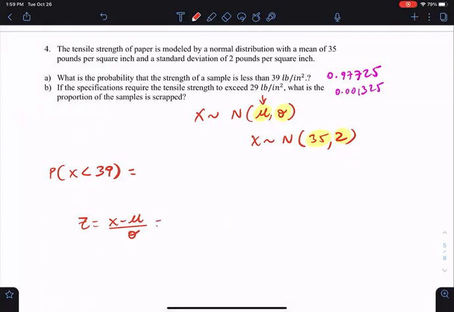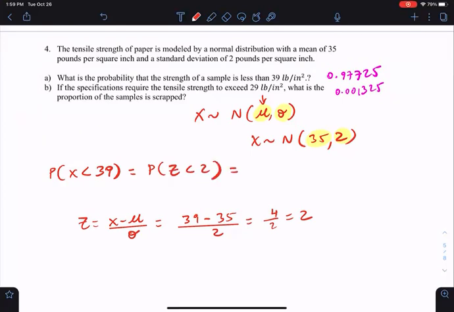We don't know right now, but once we standardize it, we will know. So this is 39, that's the X value. The mu is the mean, 35, over the standard deviation, which is 2, right? So this is going to be 4 over 2, so it's going to be 2. So this is Z less than 2, right?